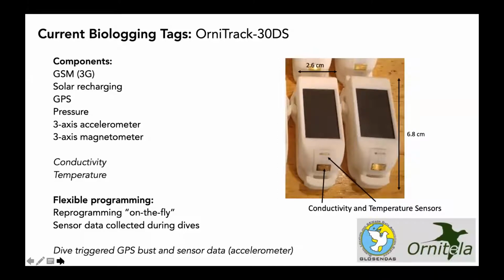The tags also have really flexible programming, so they can be reprogrammed on the fly through an internet portal. The sensor data can be collected only during dives, so the pressure, conductivity, and temperature measurements are made when the bird's below the surface. And finally, we've just uploaded new firmware. Now when a bird surfaces, this event triggers a GPS burst and collection of sensor data. I'll talk about why that's really exciting in a moment.